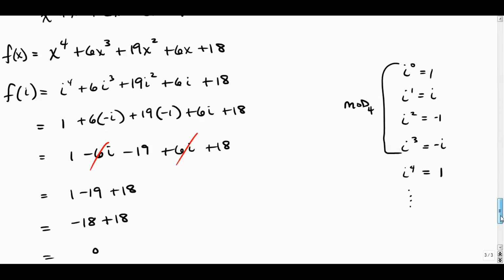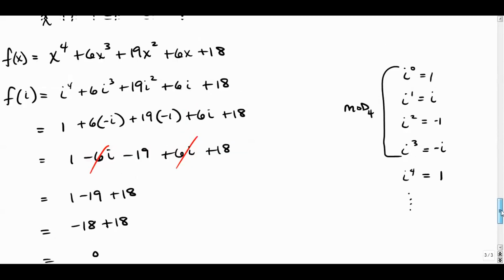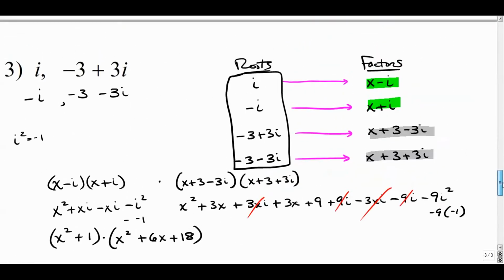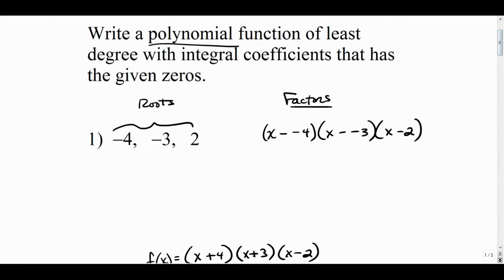But that just goes to show you, sometimes you make one little mistake and that causes you to go back and check your work and slow down a little bit. But anyway, those are 3 examples on how to write polynomial equations when given roots or zeros.